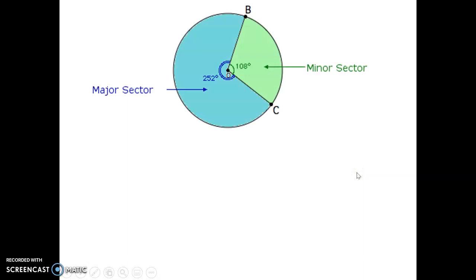And now let me show you one more thing before you wrap up with a couple problems. So we've been talking about sectors, and they are slices of a circle, right? If you have a slice that's under 180 degrees here, it's called a minor sector. And if you have a slice that's greater than 180 degrees, like this one here, it's called a major sector. Okay, that's important to know.